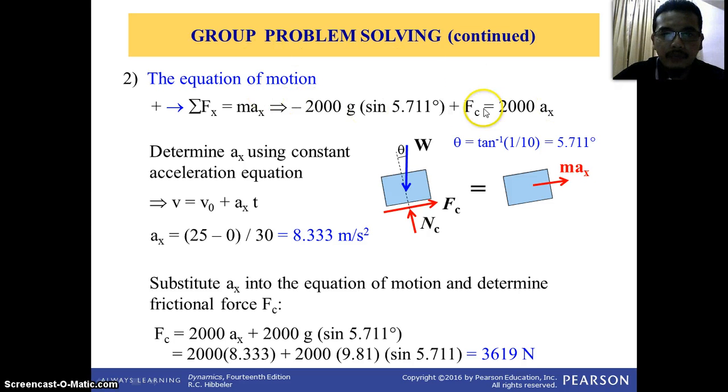Okay, we cannot solve this equation yet because we have two unknowns: we have the F_C here, and we also have a_x. But using the kinematic equation to determine a_x, with constant acceleration v equals v naught plus a_x t, where v is the final velocity 25, v naught is the initial velocity 0, and time is 30, so (v minus v naught) over t gives the acceleration in x component 8.33. We substitute 8.33 into the first equation, so finally we can determine the frictional force, 3619 Newton.